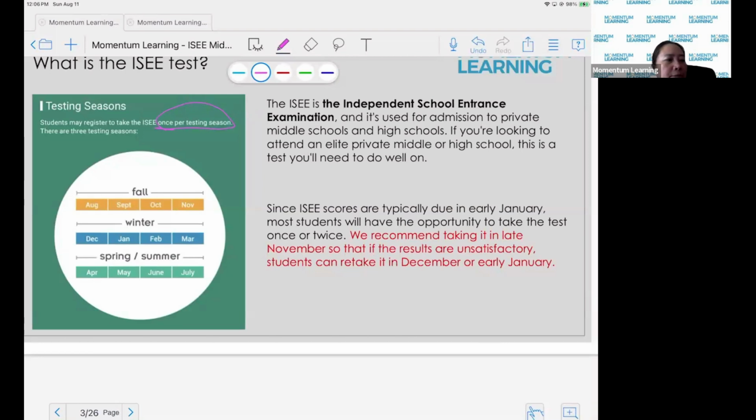We highly recommend you take one in late November. This class will start next week and end in the middle of November, so you can have very fresh memory and then go take the ISEE test. If the results are not very satisfactory, then you can retake it in December or early January, so you can have satisfying scores before the deadline.